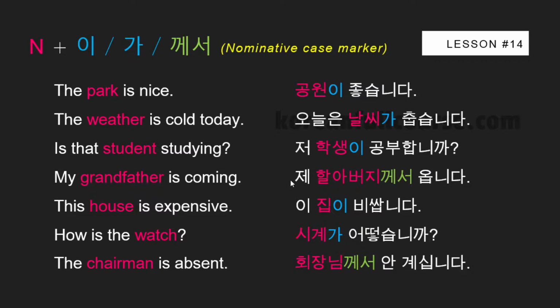Take a look at these examples. 제 할아버지께서 옵니다. 회장님께서 안 계십니다. You can use 이/가 instead of 께서. 제 할아버지가 옵니다 and 회장님이 안 계십니다. It also would be totally correct, but in Korea, age and social status matter. It would sound more like a Korean native speaker if you use 께서 instead of 이/가. One thing I want to mention about 께서 is you can attach it to any noun. It doesn't matter if the noun ends with a consonant like 회장님 or a vowel, for example, 할아버지.